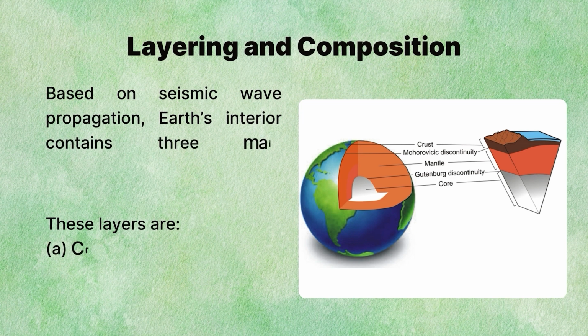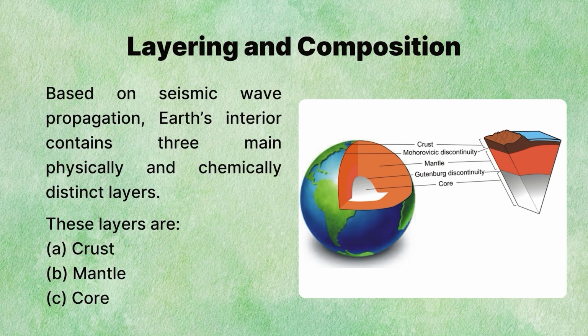Now let us talk about layering and composition. We have discussed much about the propagation of seismic waves. Based on seismic propagation, Earth's interior contains three main physically and chemically distinct layers. What are those layers? They are called crust, mantle and core. These are very fundamental layers. There are many subdivisions of the crust, there are subdivisions of the mantle, and there are subdivisions of the core also.